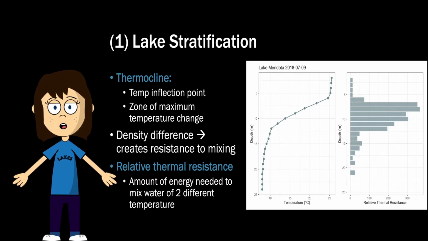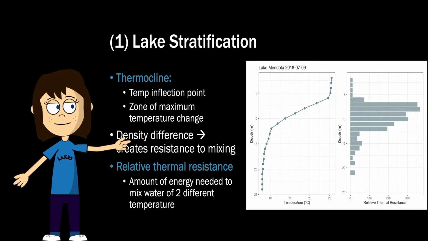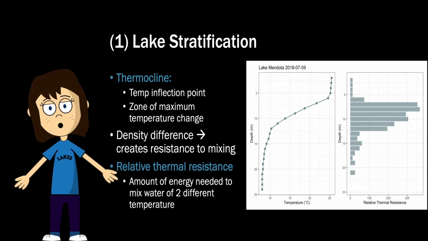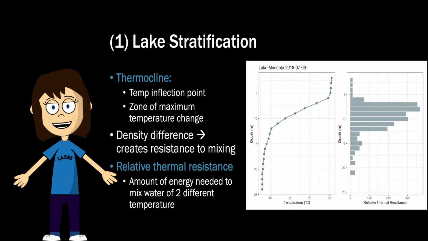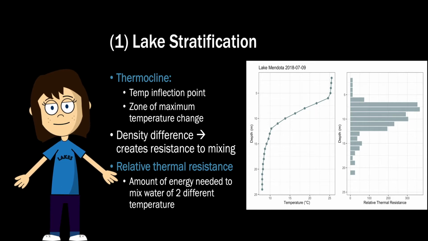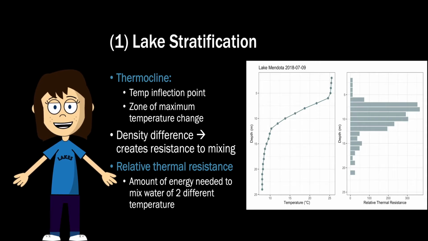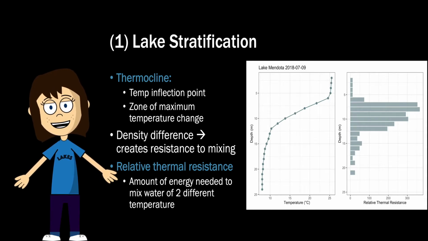On the right, you'll see a temperature profile from Lake Mendota, taken on July 9th, 2018. And you can see the epilimnion extends to about 6 meters depth, with relative uniform temperatures of about 25 degrees Celsius. Likewise, the hypolimnion is found between 12 meters and 25 meters depth, with water temperatures in the range of 8 to 10 degrees Celsius. In between is the metalimnion, where we see a temperature drop from 25 degrees Celsius to 10 degrees Celsius. This is also the area with the highest relative thermal resistance.